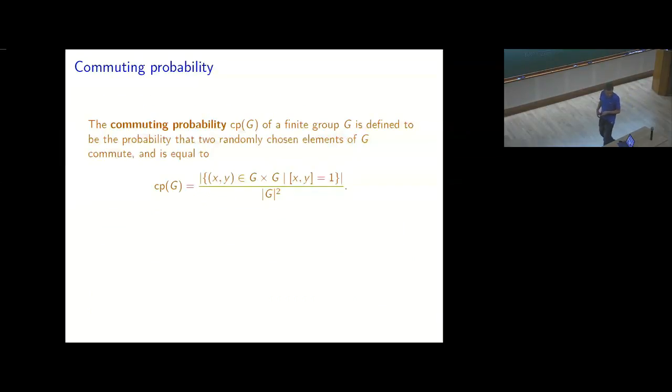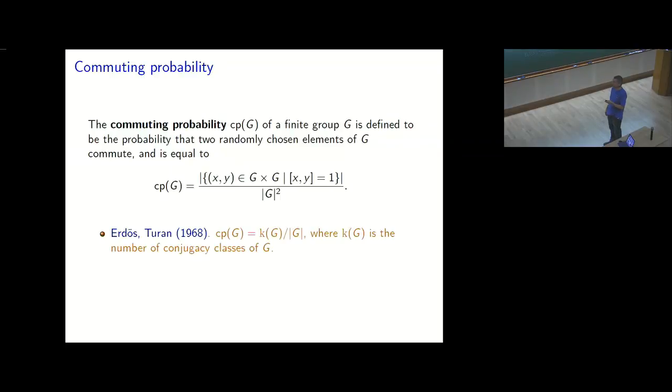Okay, now for the rest of the talk, I'm going to talk about something which is called the commuting probability, and it turns out the commuting probability is also closely related to B naught. So just to remind you of what this is, well, basically this is just the probability that a randomly chosen pair of elements in G commutes. So this is basically this quotient here, right? And it's well known, it's easy to prove. It was noted by Erdős around 68 that this is actually the quotient of the number of conjugacy classes by the order of G. Okay, so this is a little bit nicer formula for the commuting probability.